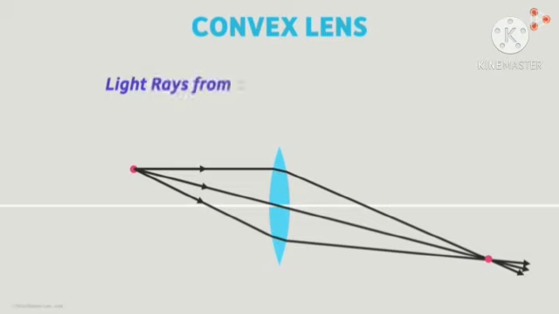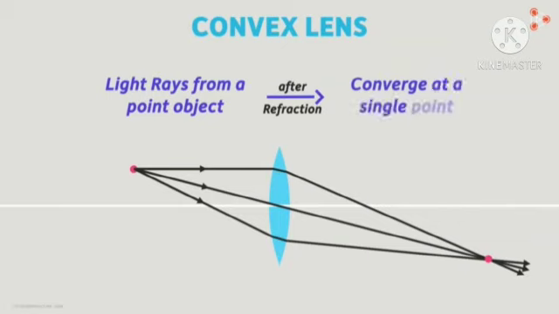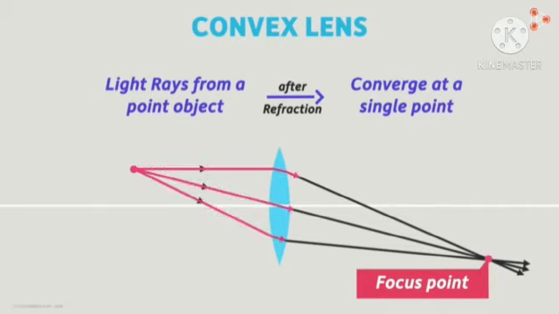Convex lens bends the light rays from a point object in such a way that after refraction, all these rays converge at a single point. And this is the point where the image of the point object is formed. If we were to place a screen here at this location, then the image will be formed on that screen. Since the convex lens converges all the light rays at a single point, we also call it a converging lens.